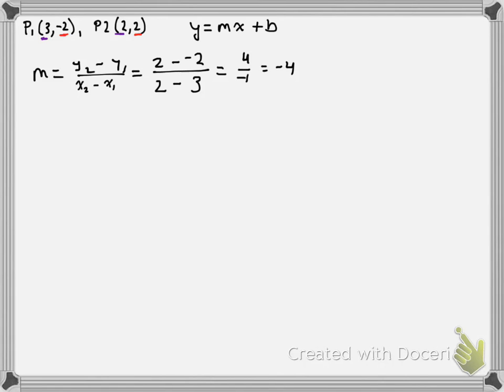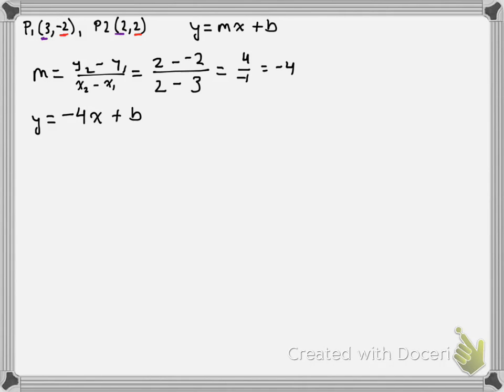So at this point, here's what we know. We know that the slope of our line is -4. So I can write my equation just like that: y equals mx plus b, where m is -4. Next thing we need to do is find our y-intercept.